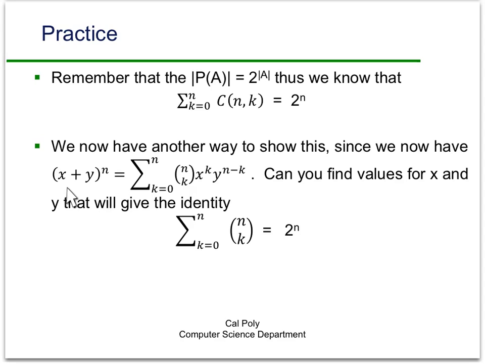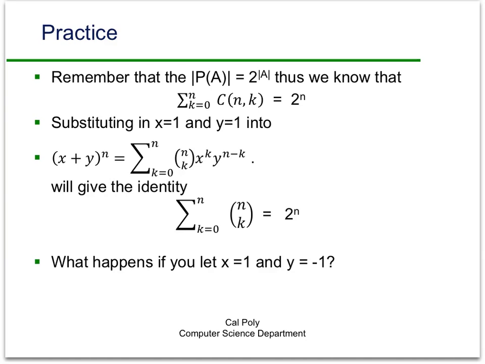Because we've got the binomial theorem like this, can you find values for x and y that will give this identity? Okay, so what should x be, what should y be, so that on one side you're going to get 2 to the n, and on the other side you're going to get the sum from k equals 0 to n of the binomial coefficients? Give that some thought before you go on to the next slide.